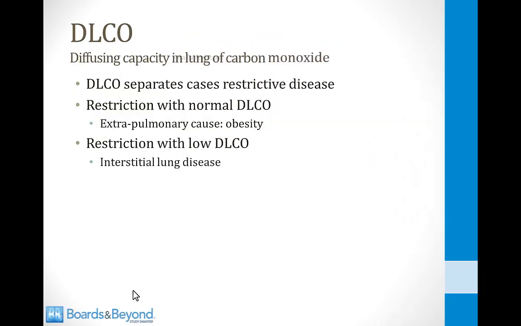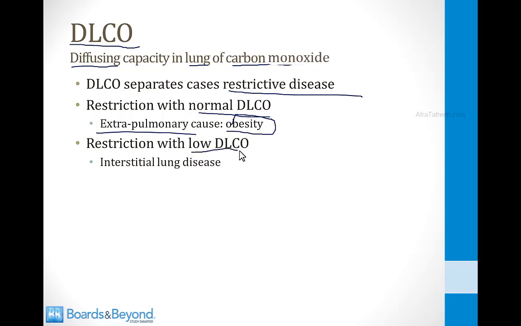To understand interstitial lung disease, you have to understand a diagnostic test called the DLCO, and DLCO stands for the diffusing capacity in the lung of carbon monoxide, and the DLCO test separates cases of restrictive disease. If you have restrictive physiology with a normal DLCO, this means your alveoli are working and you have an extrapulmonary cause like I talked about before, for example, obesity. If you have restrictive physiology with a low DLCO, this means you have interstitial lung disease. The hallmark of interstitial lung disease is a low DLCO.